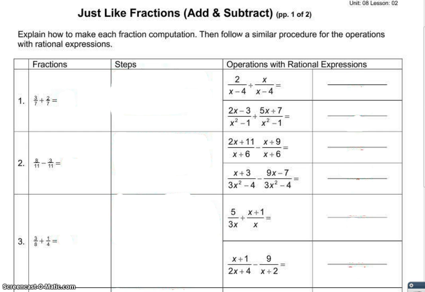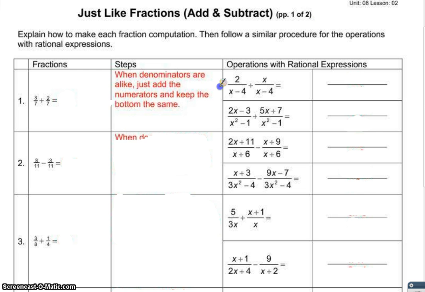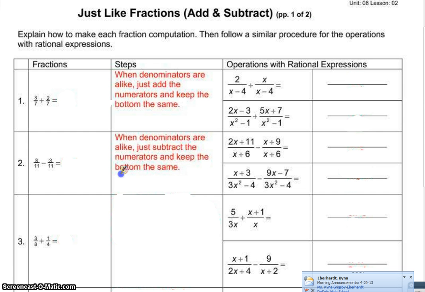So here I have 3/7 plus 2/7. When denominators are alike, we're going to add the numerators and keep the bottom the same. Okay, so let's look at number 2. When I have 8/11 minus 3/11, same thing here. When the denominators are alike, we're just going to subtract the numerators and keep the bottom the same. So let's use those two rules and let's work on the operations with the rational expressions.